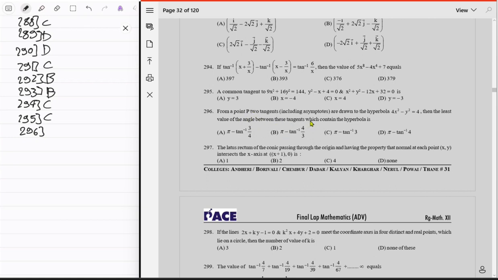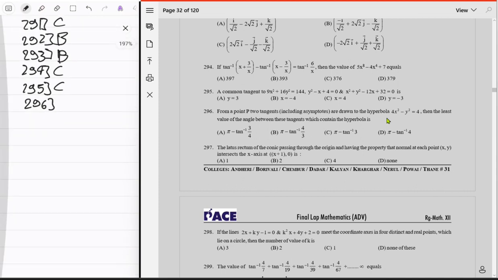From a point P, two tangents are drawn to the hyperbola; find the least value of the angle between these. So it's x square upon 1 minus y square upon 4 equal to 1. Our b value is 2 and a equals 1, so 2 tan inverse of 2, that is the angle basically, right?